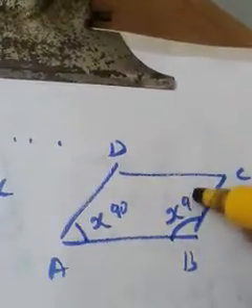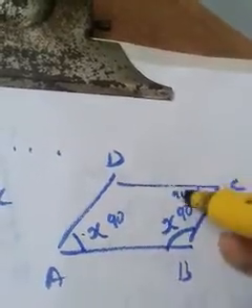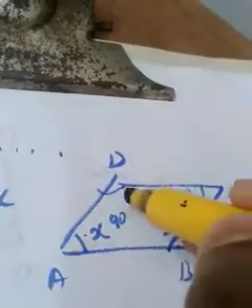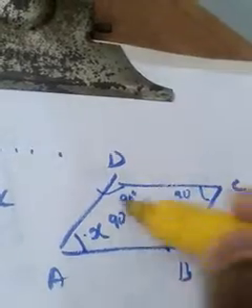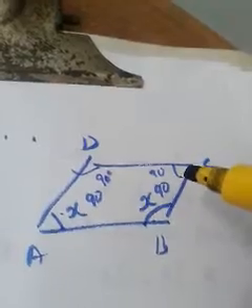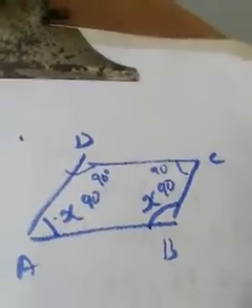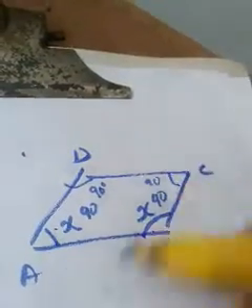Angle B also will be what? 90. If this is 90, this is also 90 because opposite angles are equal, and if this is 90, this is also equal. So since opposite angles are equal, that means it's a parallelogram with all angles 90 degrees. Can you name this parallelogram? Obviously a rectangle.